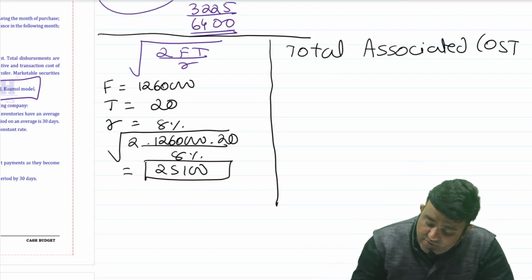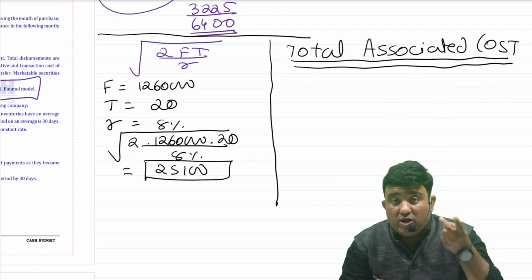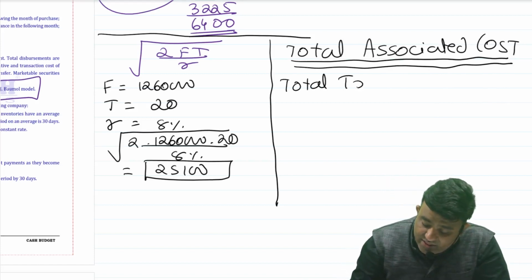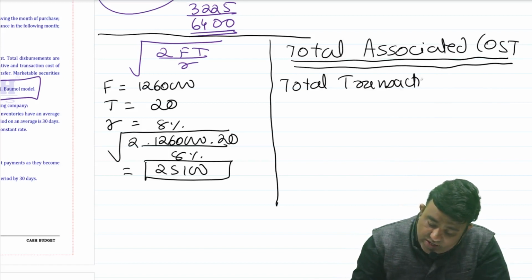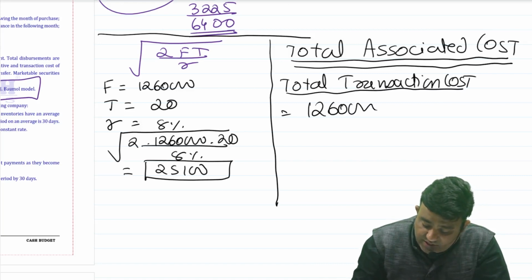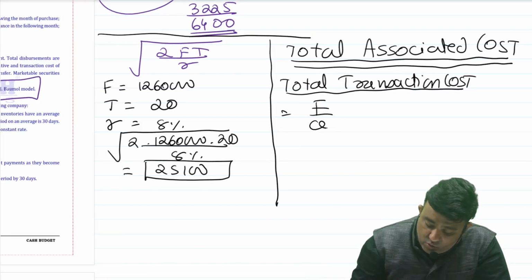Student, in EOQ you have studied total associated cost consists of total ordering cost and carrying cost. Student, here it will be total transaction cost. What is total transaction cost? It's a cost incurred to withdraw the amount, or a transfer cost. 12,60,000 divided by 25,100. The formula, if I talk about the formula, it is F upon Q into T.